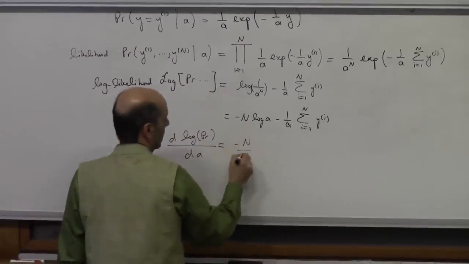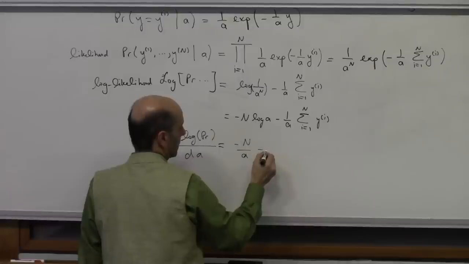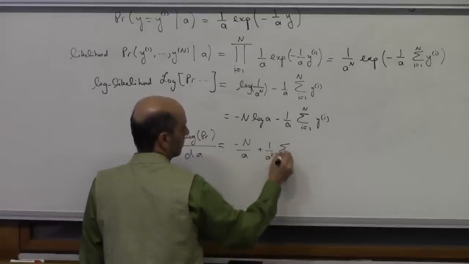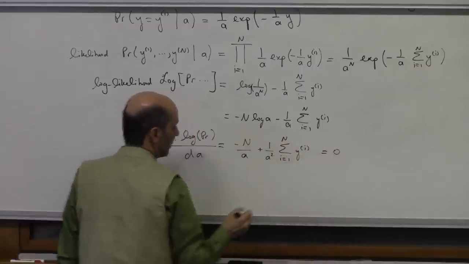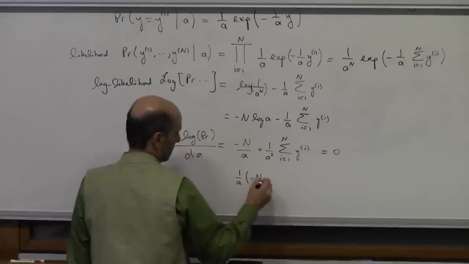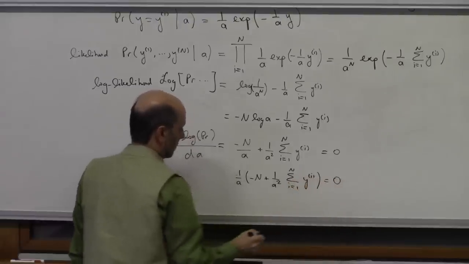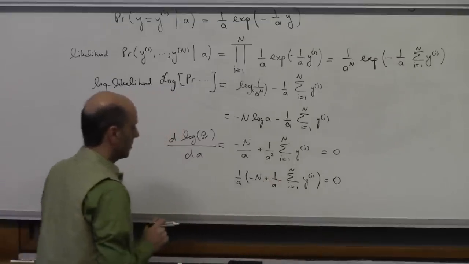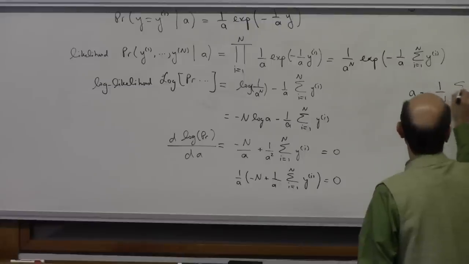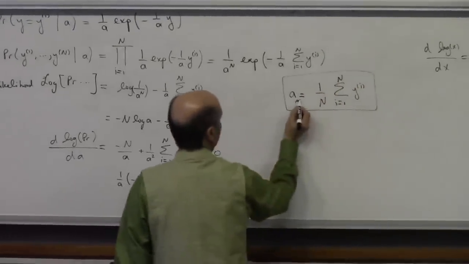So this becomes minus n over a minus, this is a to the minus 1, so it becomes plus 1 over a squared, sum of i equal to 1 to n yi. Set this equal to 0. So then I have a is equal to 1 over n sum of i equal to 1 to n yi. So this is my maximum likelihood estimate of a.